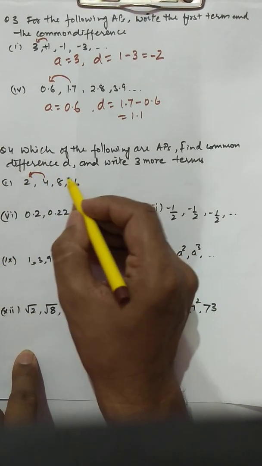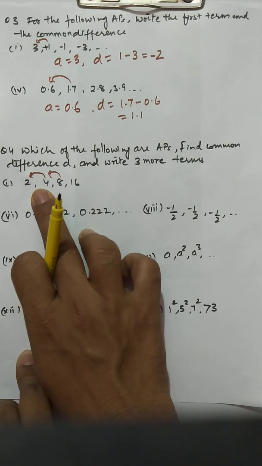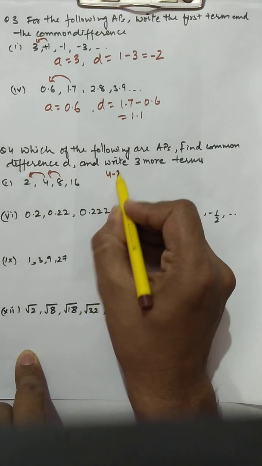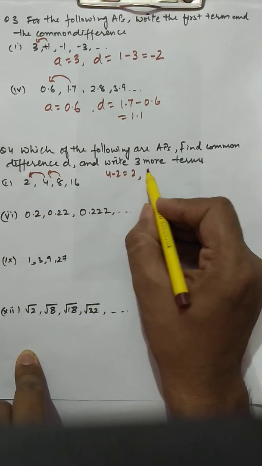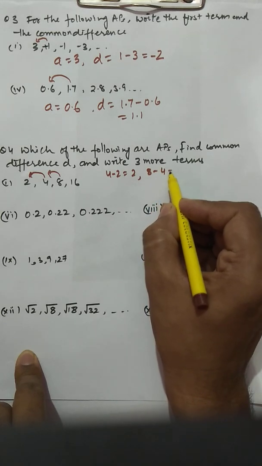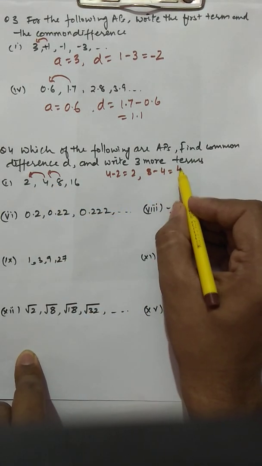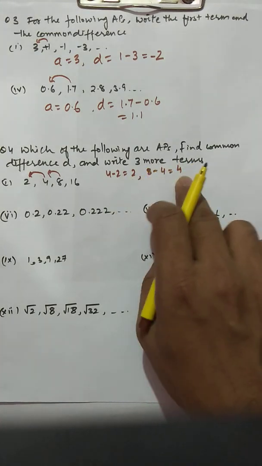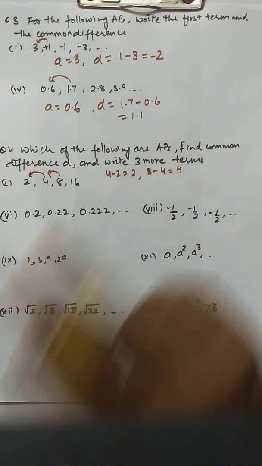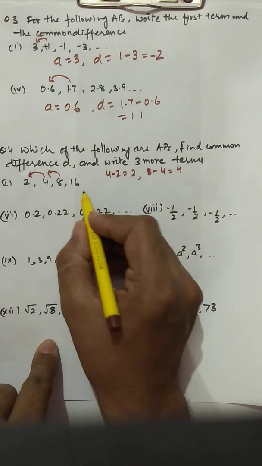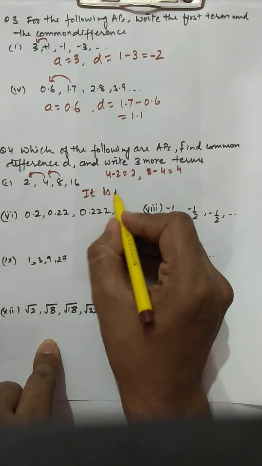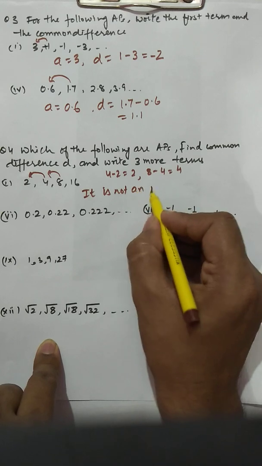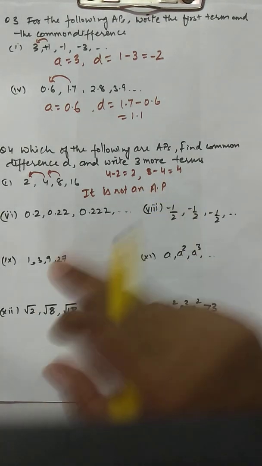You see that 4 minus 2, this is going to be 2, then 8 minus 4, this is going to be 4. So here in just 2 examples you can see that the difference is not coming the same. So it means it is not an AP. So this we have decided.